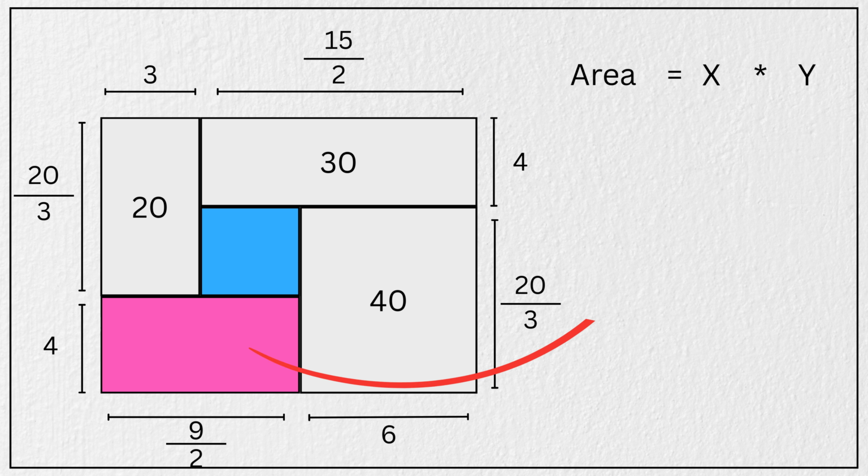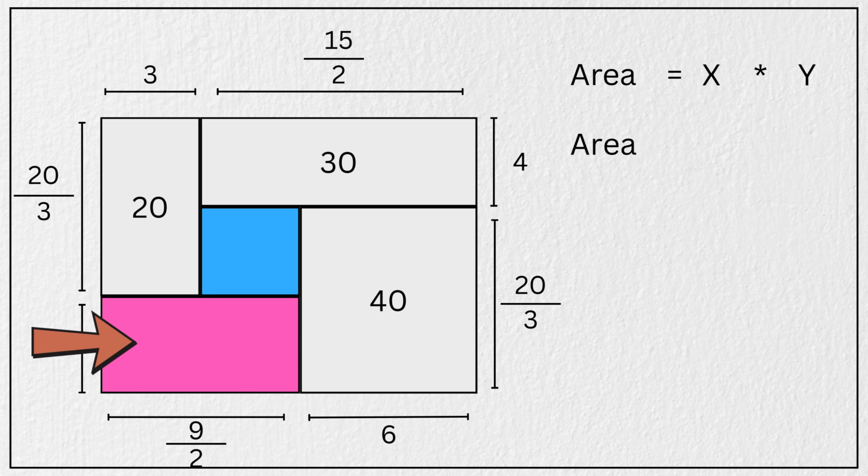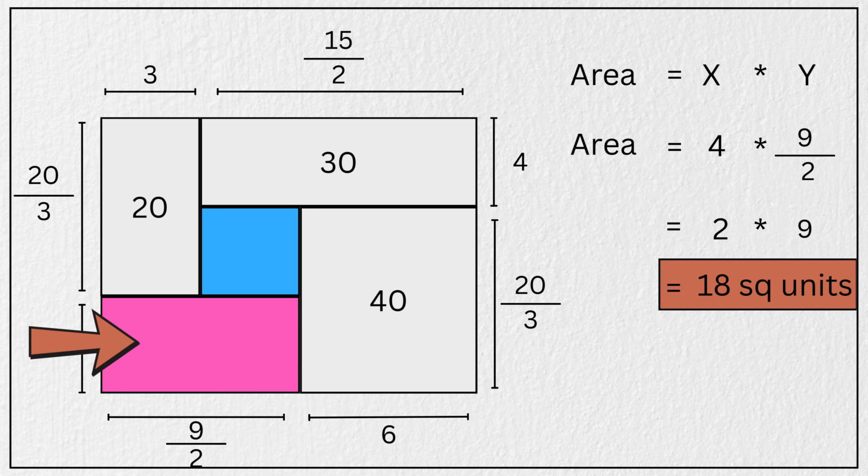So substituting x equal to 4 and y equal to 9 over 2 in our area formula, the area of this pink shaded rectangle is equal to 4 times 9 over 2, which simplifies to 2 times 9, or 18 square units. And that is our final answer.